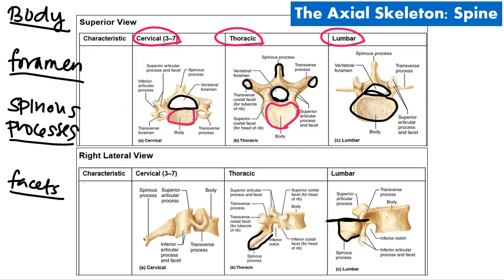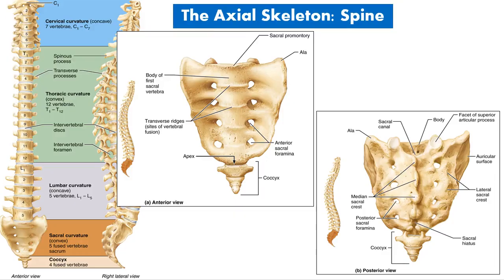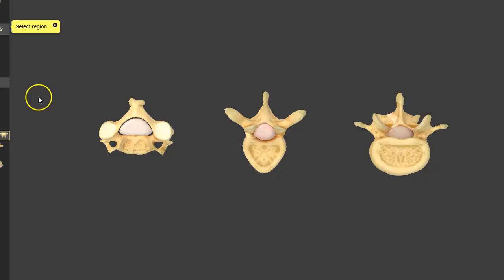Let's move on to seeing a visual of the sacrum. You're going to have those fused bones, so it kind of looks like one larger bone, and then we have the coccyx at the bottom as well. Let's go ahead and get some 3D images of this. The 3D of our different vertebrae: we have our cervical, our thoracic, and again our lumbar.